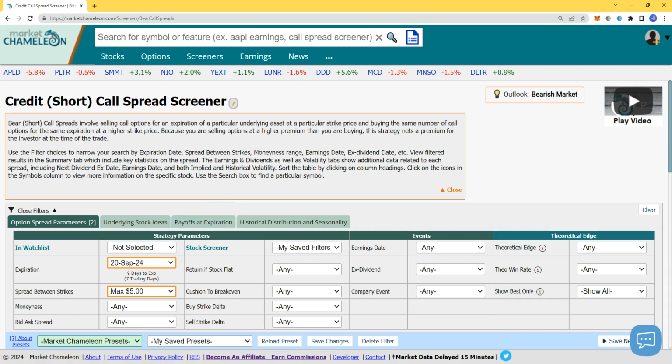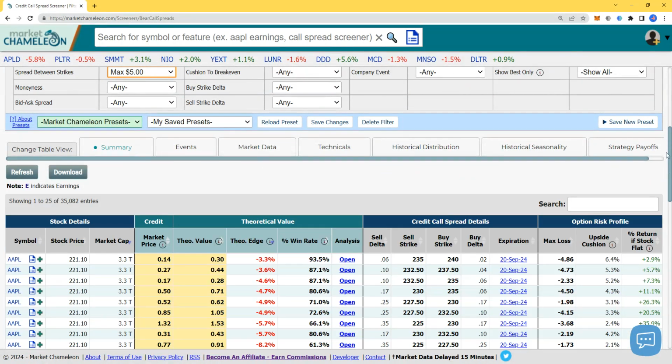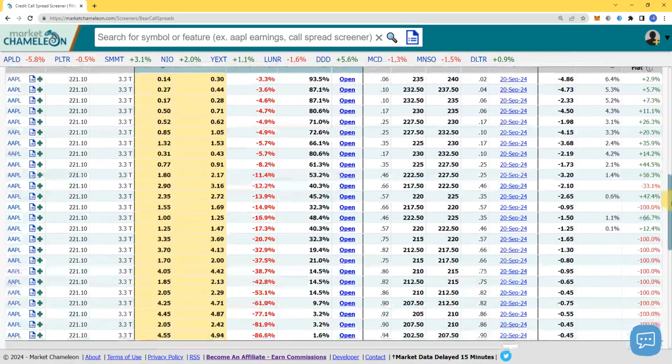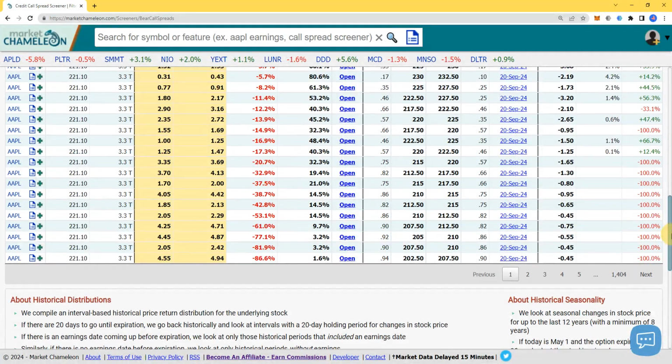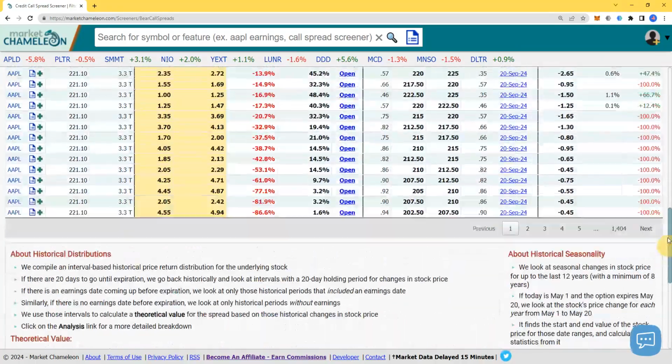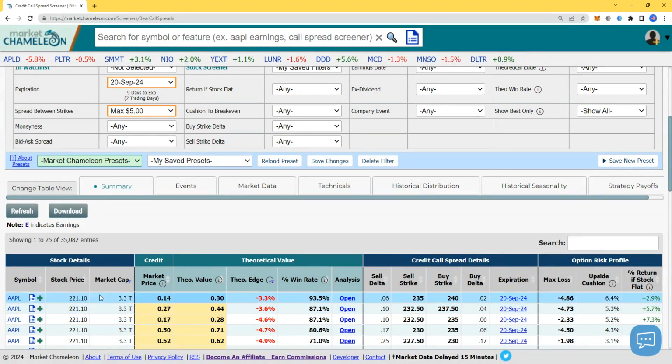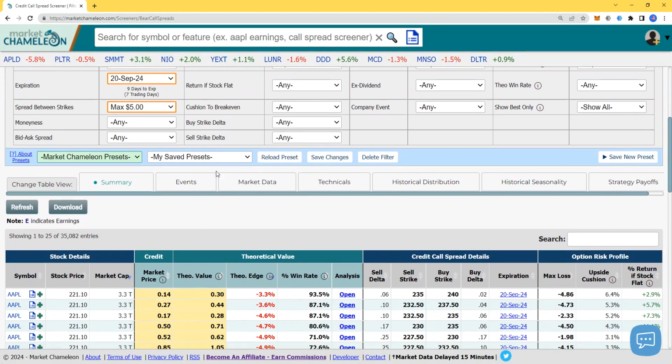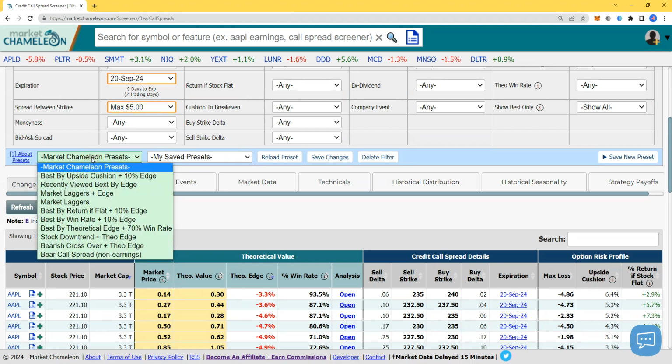Click here. You see all those results. Before the filter we have 1,400 pages, way too much. And look at all those apples, because it's filtered by market cap first before any other filters. So I'm gonna go here. Market Chameleon has a nice feature. They already have presets of settings. In the last couple of videos we've done market laggers and edge. We've done best by upside cushion plus 10% edge. Let's do something else today.